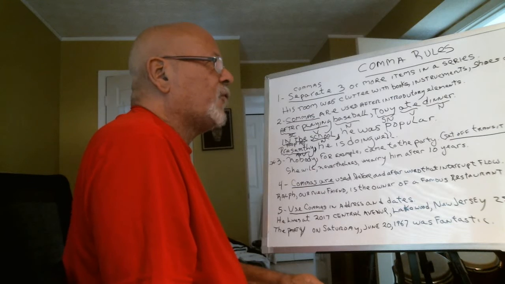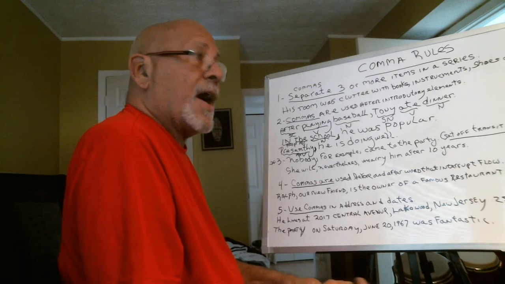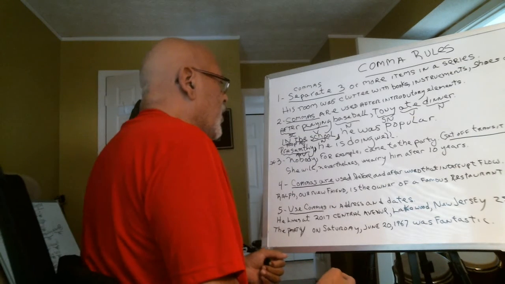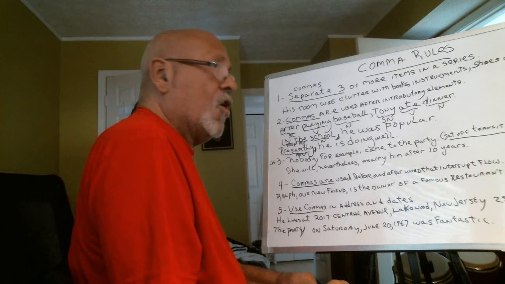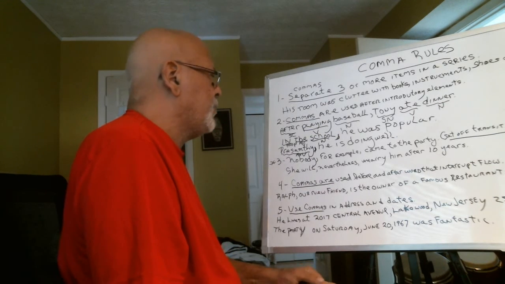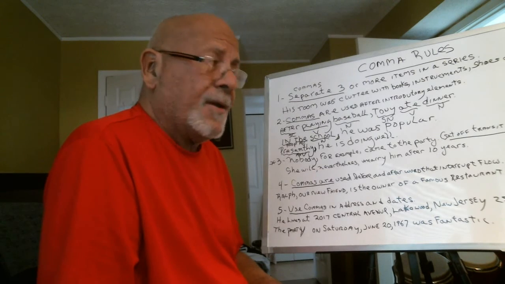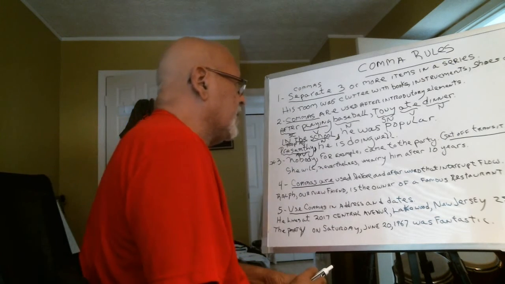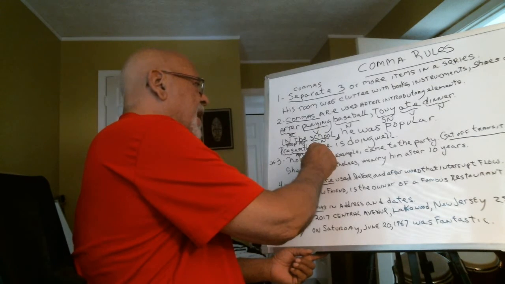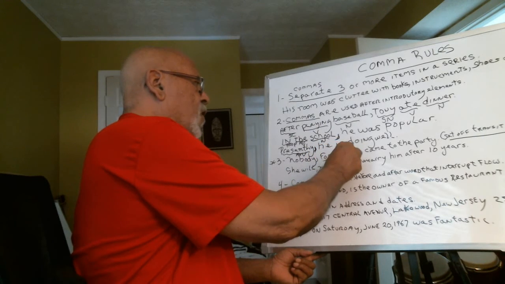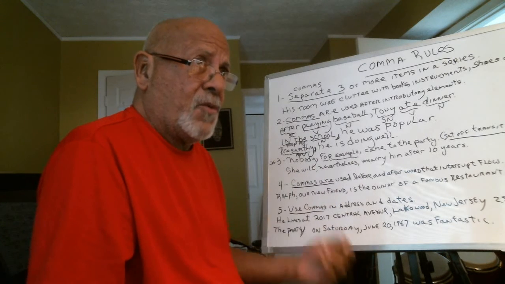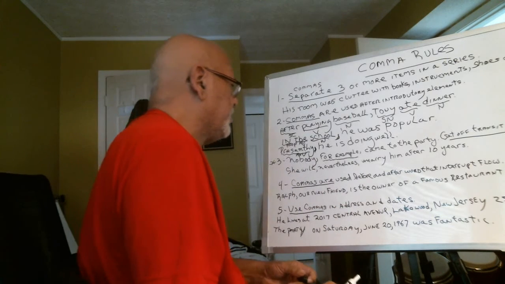Rule number 3. Commas can set off transitional words. For instance, the sentence, nobody, comma, for example, comma, came to the party. Okay, so we have the prepositional phrase, for example, and technically it's non-essential. So you can put a comma before it and a comma after it.